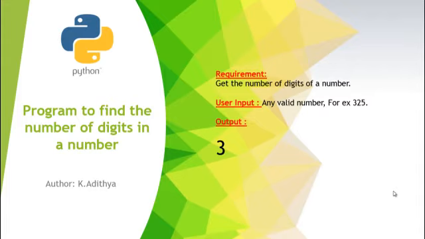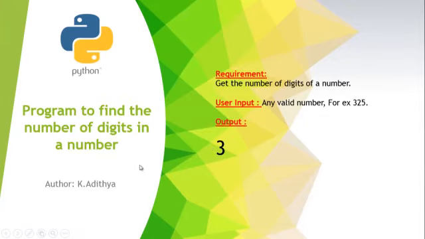Today I am going to show you how to write a program to find the number of digits in a number. The requirement of this program is to get the number of digits of a number. Let's assume that the input which the user gave us is 325. The output should be 3. Okay, now let's see the code.